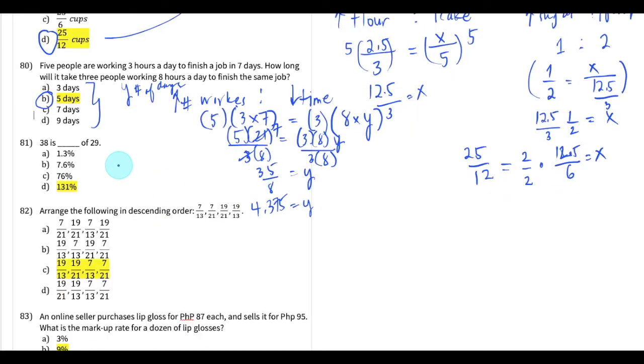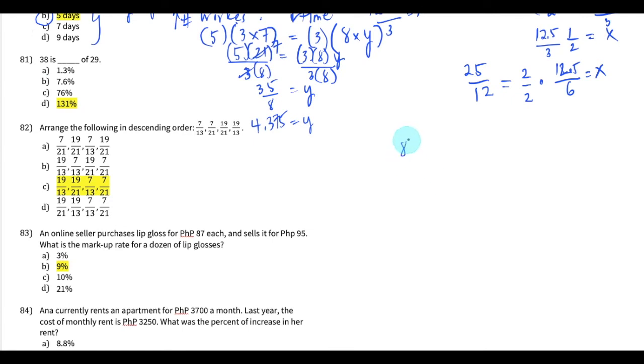Okay, number 81. 38 is blank of 29. So, ang hinahanap dito is rate. Rate is equal to percentage over base. Ano yung percentage dito? Ano yung base? Yung base yung malapit sa of. So, ito yung base. Ito yung percentage. So, ang hinanap natin is rate. 38 over 29. This is going to be equal. Ang makukuha dito is 1.31. So, percentage. So, times 100. That's equal to 131%. Or letter D.